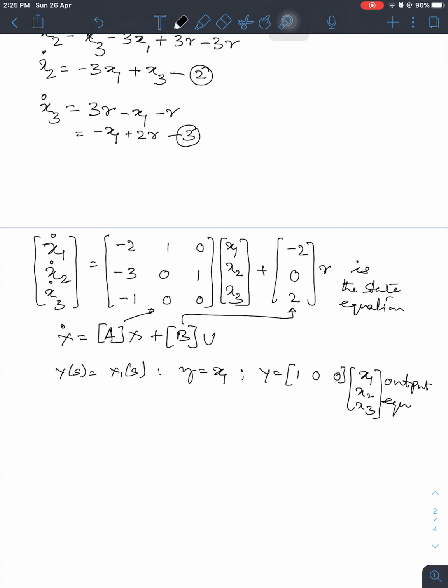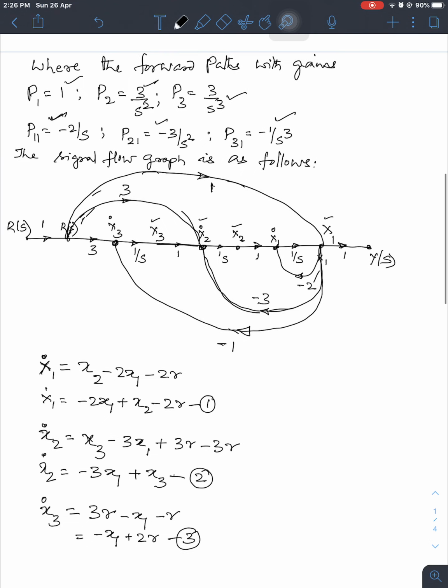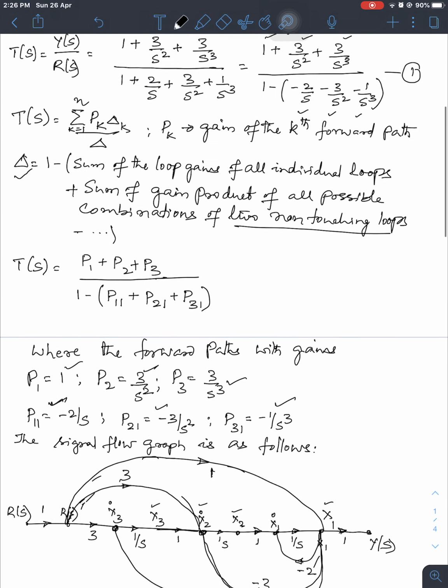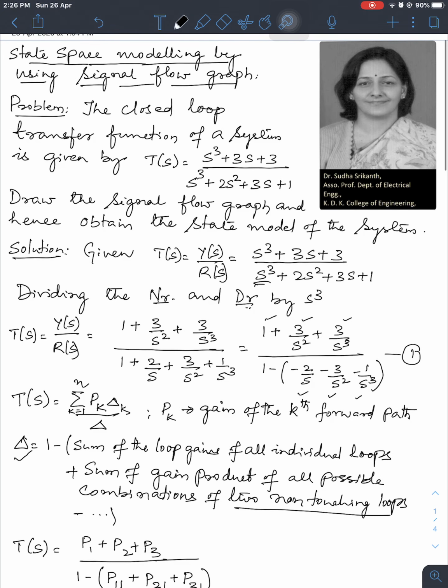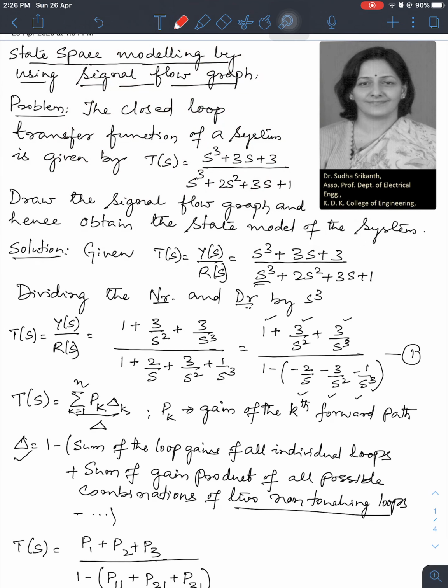So this is another modeling technique. Like the phase variable form, of course, but the method of arriving at this is slightly different. We try to make use of the signal flow graph. I suppose this example gives you an insight into state modeling using signal flow graph. So let's have a recap of this particular problem so that we will be able to understand it better before we move on to the next problem.